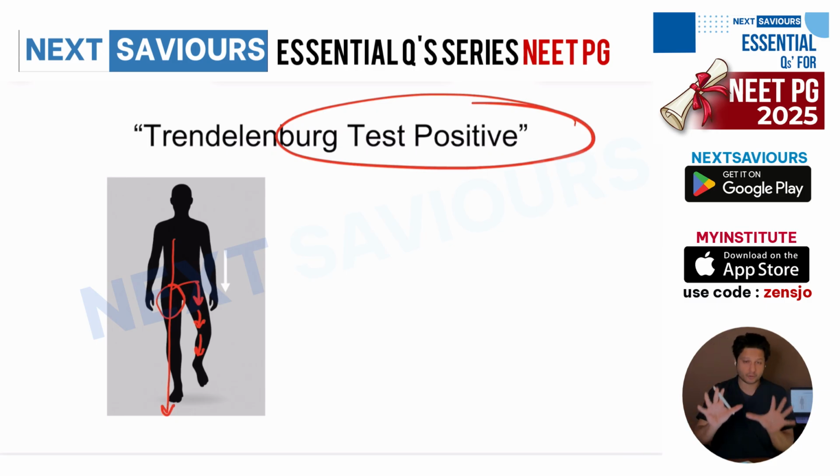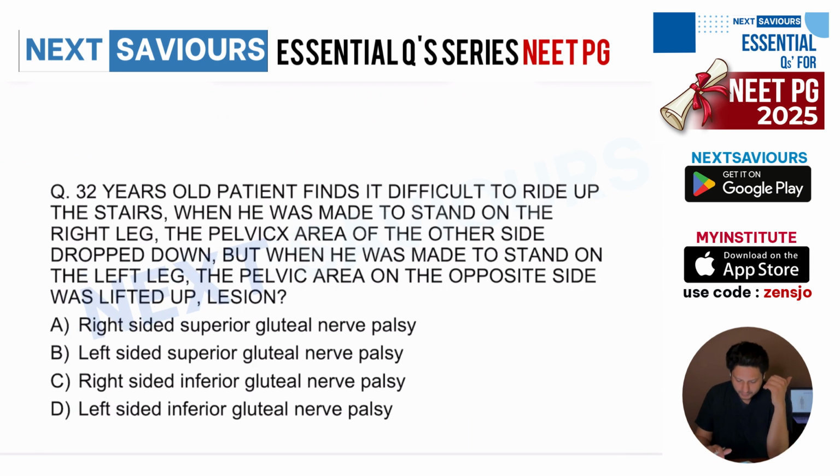So I hope you have understood everything related to the importance and how to conclude whether the Trendelenburg test is positive or negative. That means it is normal or it is positive. That means the abductor mechanism of the hip joint is affected or is not. Now, based on this, we can much more easily identify the question and answer it accordingly. Let's start with the sample questions.